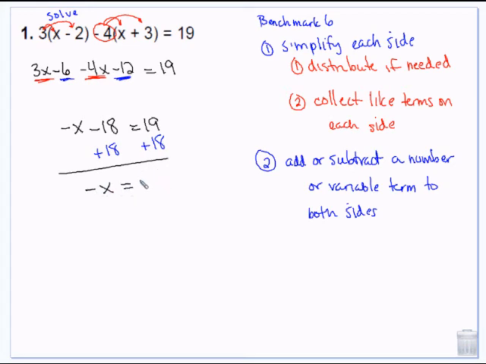Negative x equals 37. Right, 37. But I don't want to know what negative x equals. I want to know what x equals. So I'm going to change the signs. So x equals negative 37.